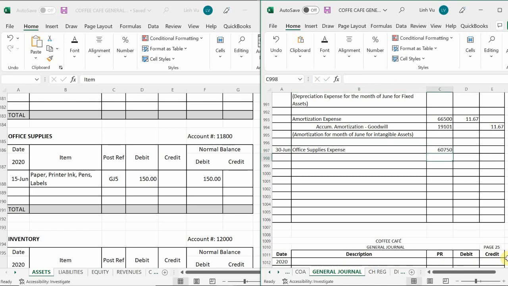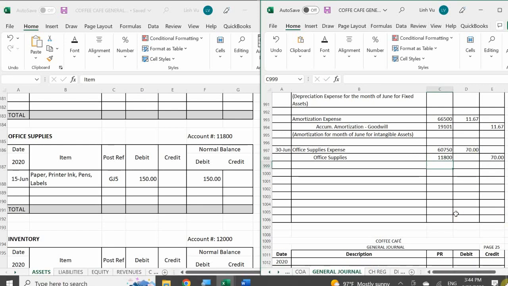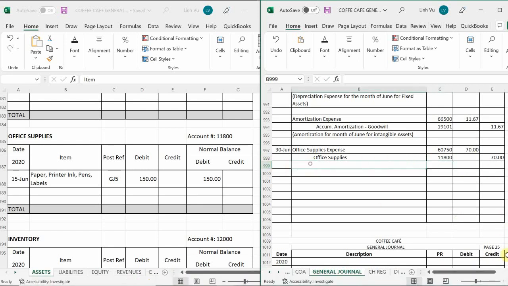Now, if I am using $70 worth of office supplies, where am I taking it out from? You need to credit office supplies. You need to take it out directly from the account because you no longer have 150. You only have 80 left. So you're going to take it directly out from the office supplies account, which is account number 11800. Your note here can simply say, I made an adjustment for the month of June.